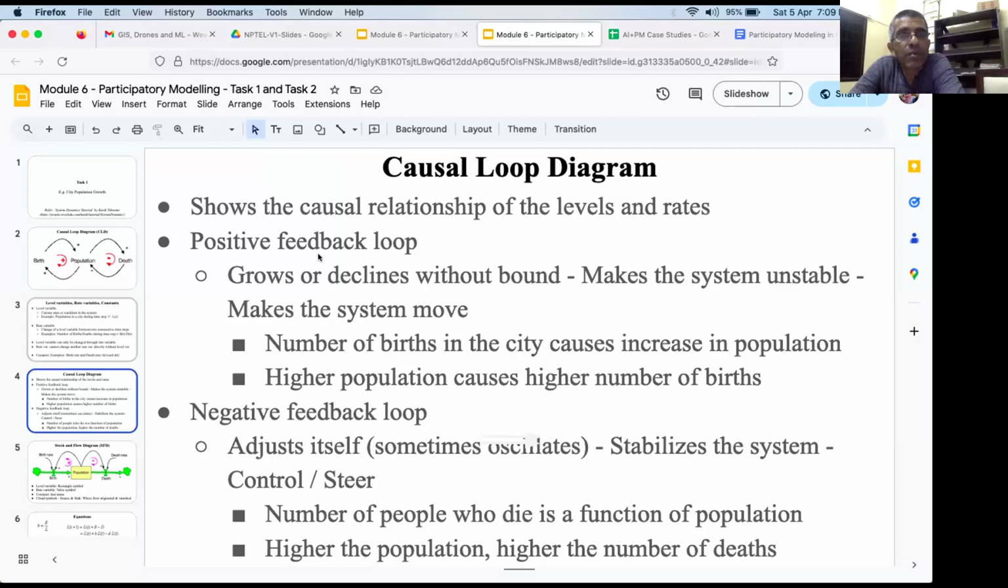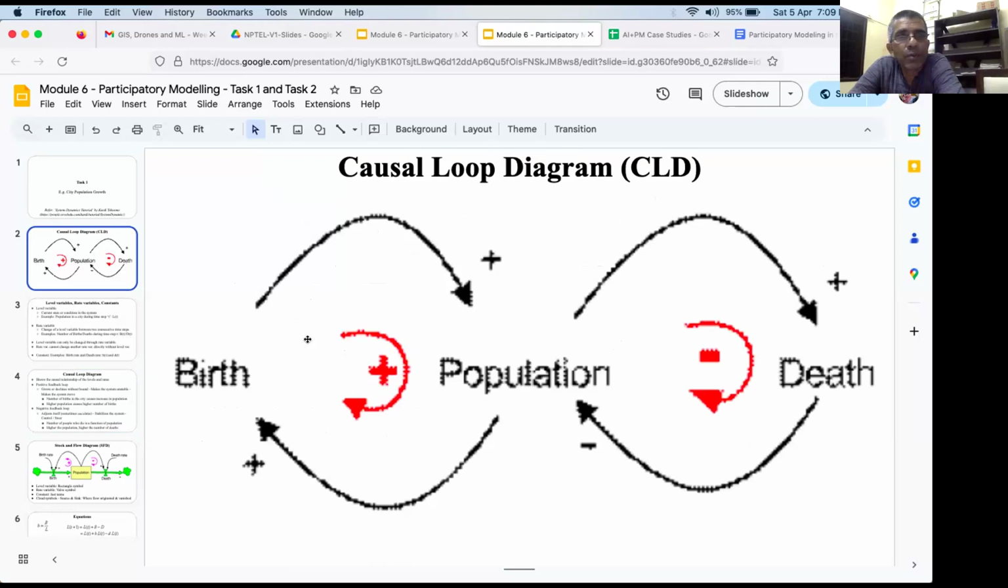Then there is this concept of positive feedback loops, negative feedback loops. Positive feedback loop means, for example, there are no deaths, only births, then the population will explode. That is positive. Negative is balancing, right? Whereas the positive is also called reinforcing, as one of the people was pointing out. This is B, balancing. Population, death. Death keeps population under control. It won't go out of bounds.